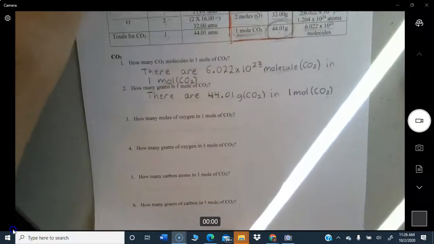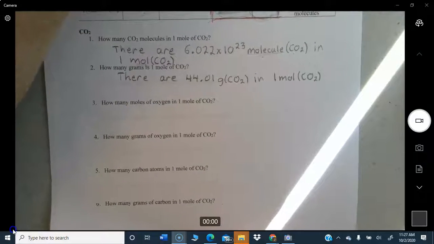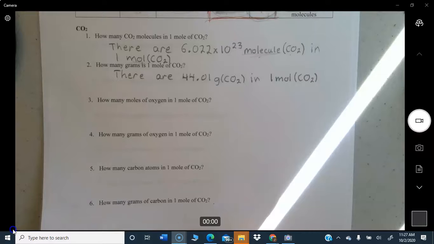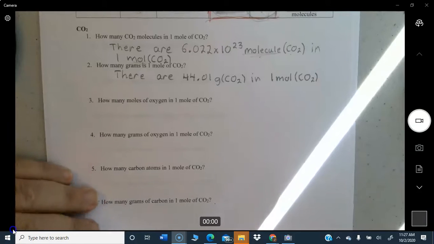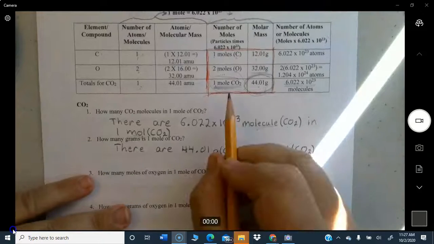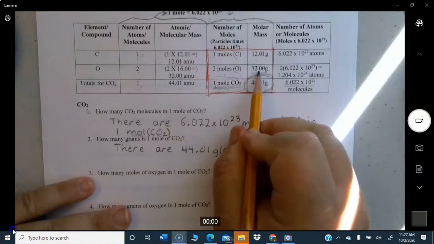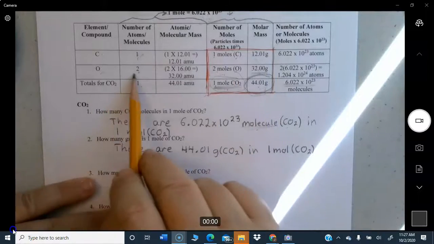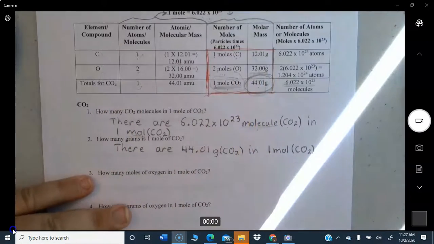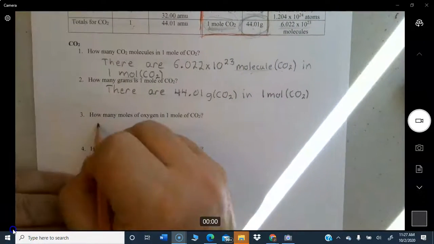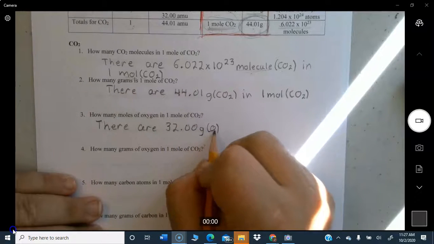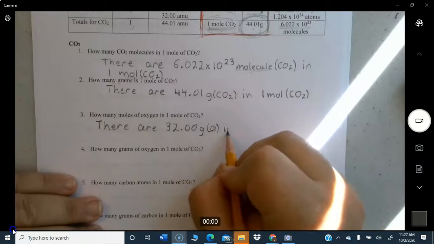Okay. I'll do one more of these. I will give you all the answers before this is all over. How many grams of oxygen in 1 mole of CO2? So we come up here. 1 mole of CO2 requires 32 grams of oxygen. So you come to the molar mass for grams, and you come to the oxygen row, and they meet up right there. So it's 32 grams. Again, unit of measure and the substance, oxygen.